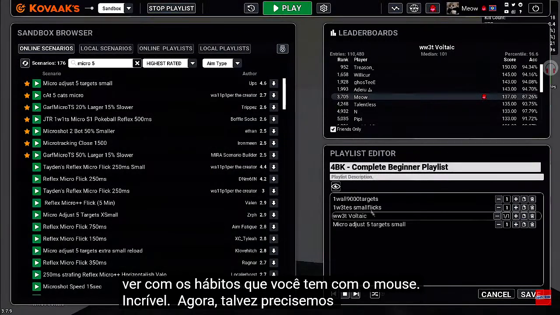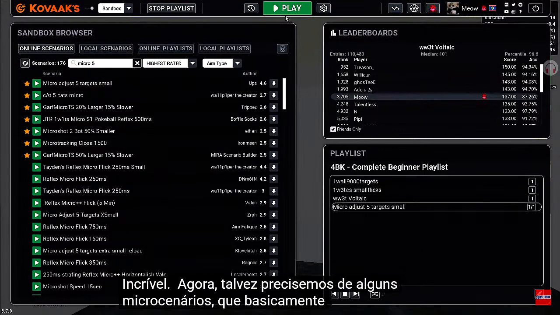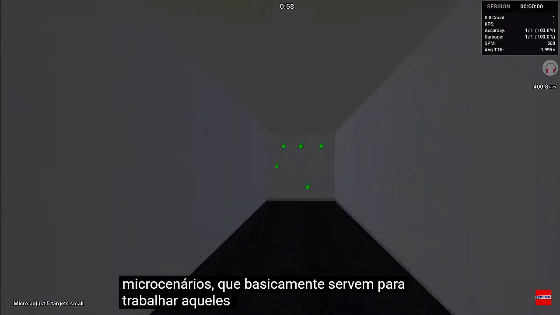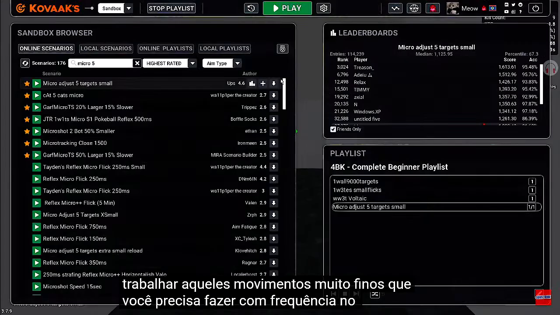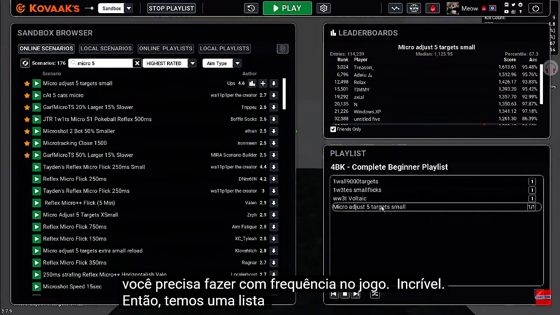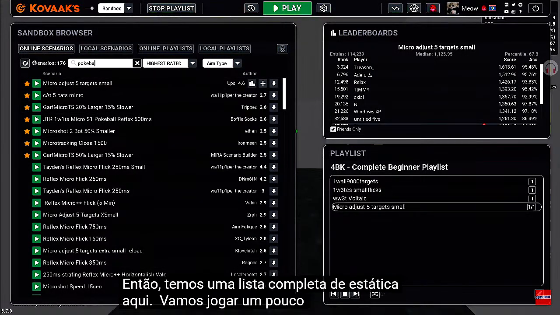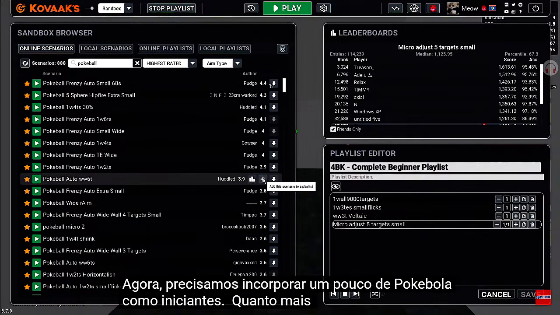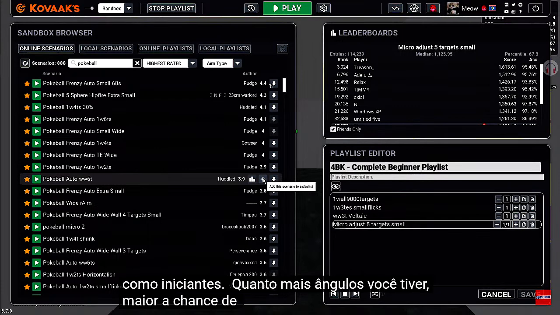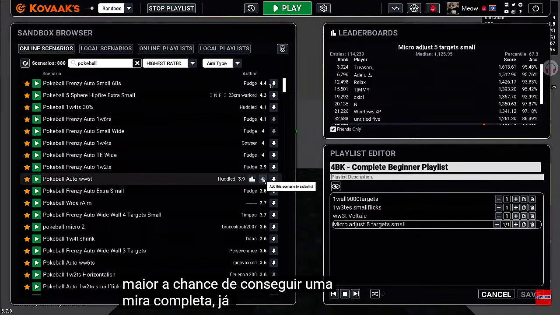Awesome. Now we might need some micro scenarios, which essentially are this, to work on those very fine movements that you need to do often in game. Awesome. So we have a complete list of static here. Let's go over to some Pokeball. Now, we got to incorporate some Pokeball as a beginner. The more angles you have, the more chance you have of getting a full, complete aim set, since in-game requires a lot of variety.